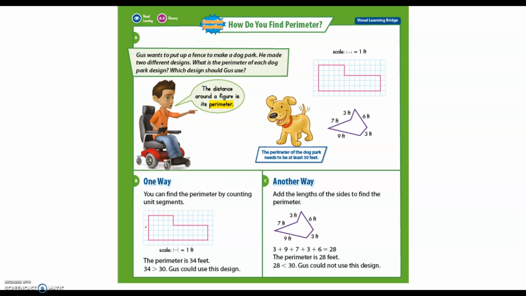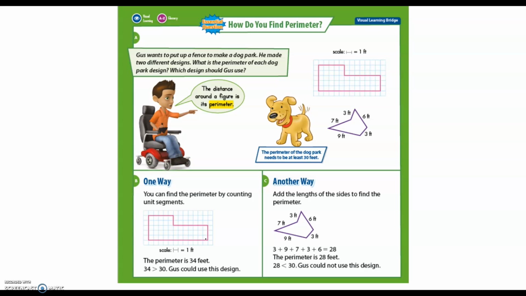So there's a few different ways that we can find perimeter. One way is we can count the units. So you can see that this shape right here is drawn on graph paper. If we count the units, we can see down here each unit is 1 foot. So if we count all the way around, we'll have the perimeter.